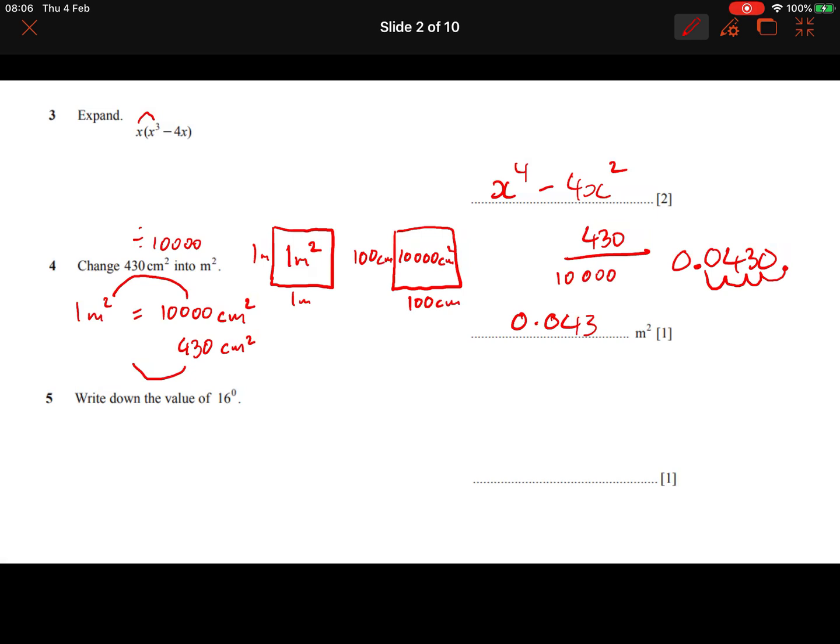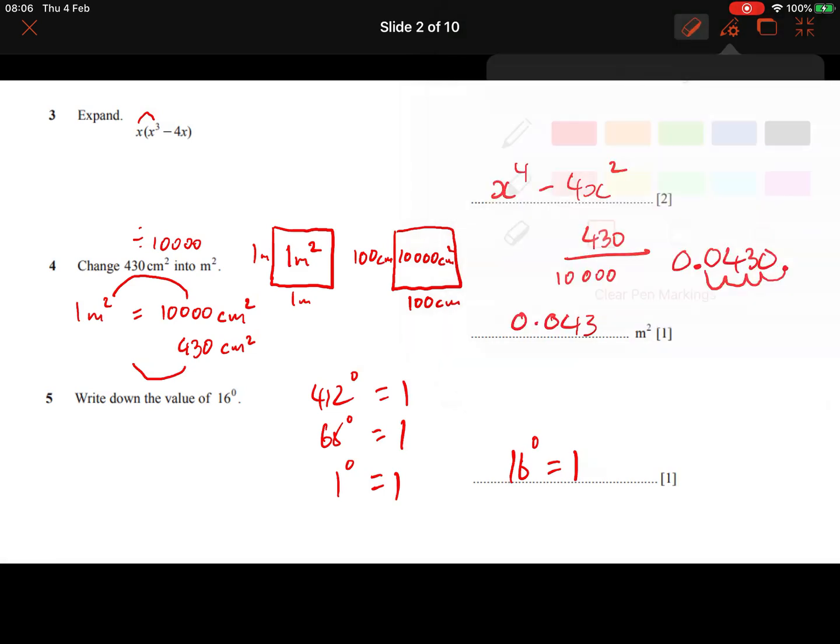Okay, write down the value of 16 to the power of 0. This was absolutely frustrating. It's just a fact that you have to remember, that you clearly haven't remembered, that anything to the power of 0 is equal to 1. Any number to the power of 0. 412 to the power of 0 equals 1. 68 to the power of 0 equals 1. 1 to the power of 0 equals 1. So 16 to the power of 0 equals 1. Anything to the power of 0 is equal to 1.